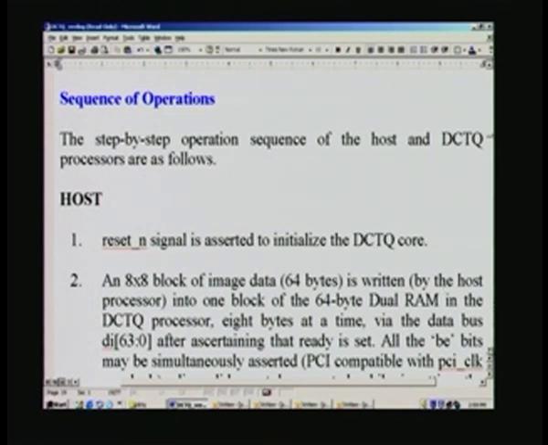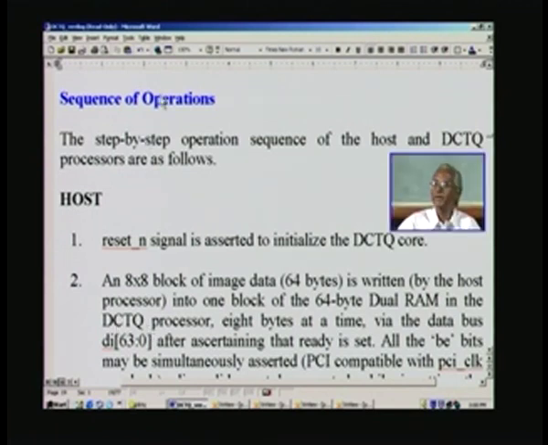So, now the next point is, whatever processor we have designed for DCTQ, it cannot be standalone, right. We will have to build further hardware, you have to put it on a PCB, and you may require other hardware, or even the host processor, and that is why we assumed a PCI bus interconnection. So, it calls for a host processor as well as the DCTQ processor itself. So, we have to intercommunicate with them. And what is the way of communication? You need a sequence of operations for that. It says a step by step operation sequence of the host and DCTQ processor is as follows.